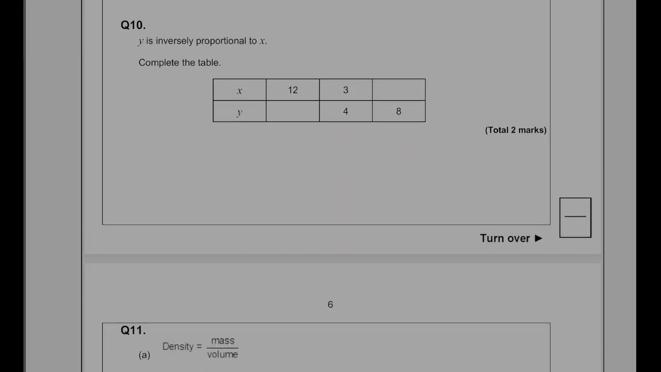Question 10. Y is inversely proportional to x. So if it's inversely proportional, that means as y increases, x decreases. So I'll say y is equal to k over x. So if from here to here I've times by 2, that means from here to here I would divide by 2. So that's going to be 1.5.